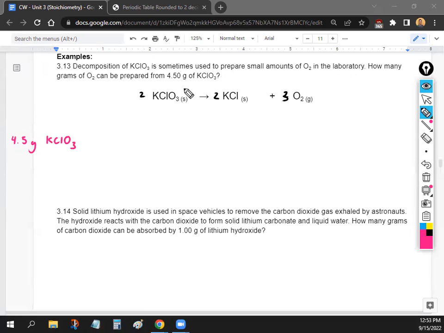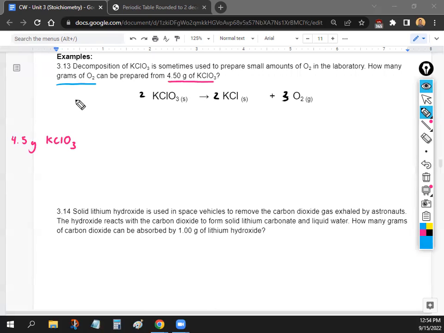All right, and then you want to determine the unit of measurement you're looking for. So what unit of measurement should you end up with in this problem? O2, but specifically what about O2? Yeah, grams of O2. Okay, so you want to start here and you want to end in the blue.